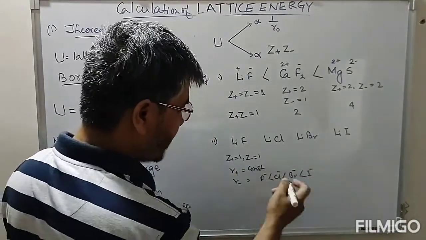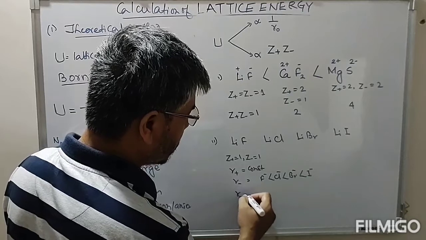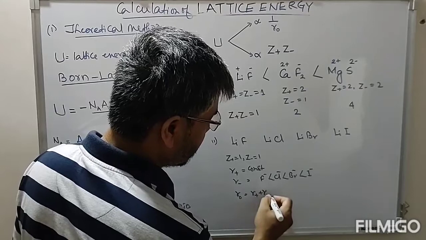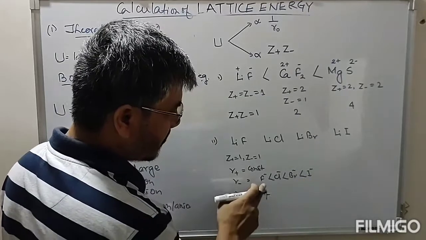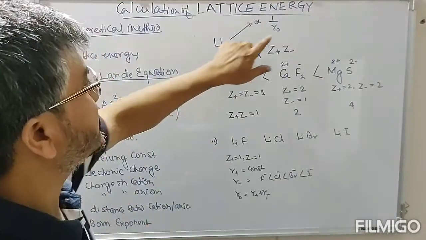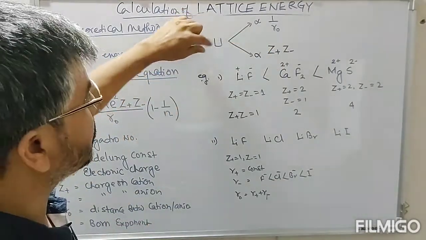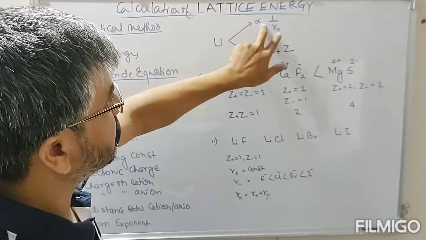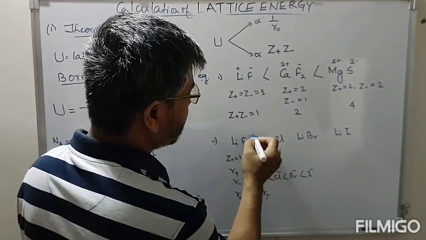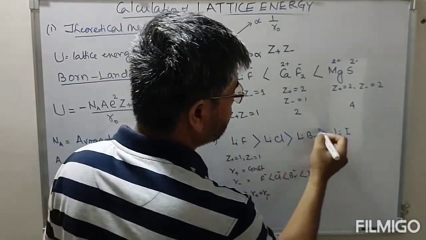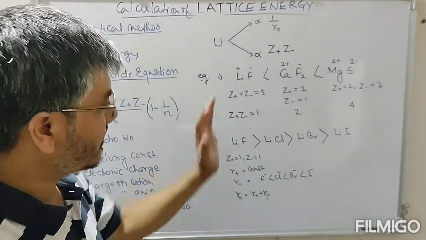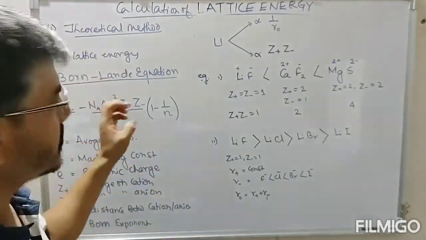So if R minus increases, then this R naught, which is R plus plus R minus, increases from fluoride to chloride to bromide to iodide. So as the distance between the ions increases, lattice energy decreases because lattice energy is inversely related to the size. So therefore lattice energy decreases in this way. This is how we compare the lattice energy based on this bond length equation.